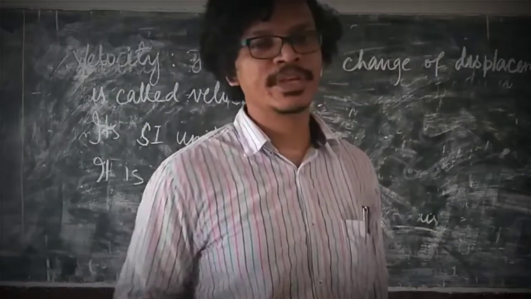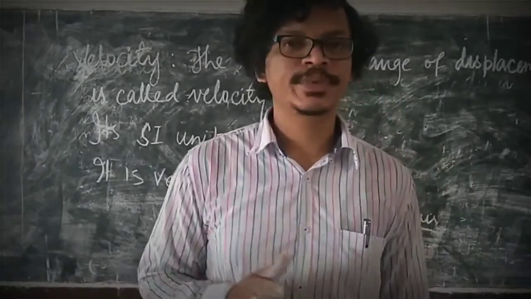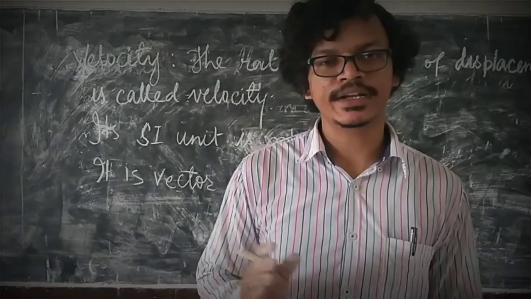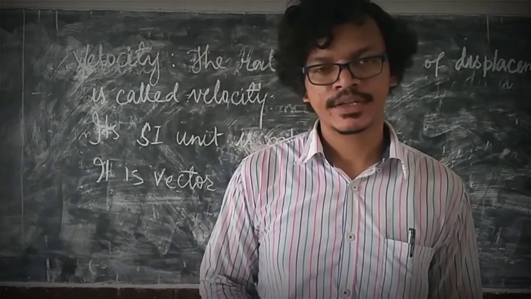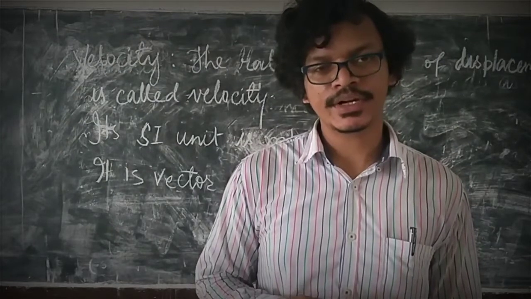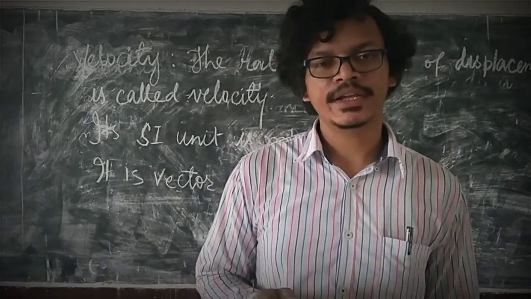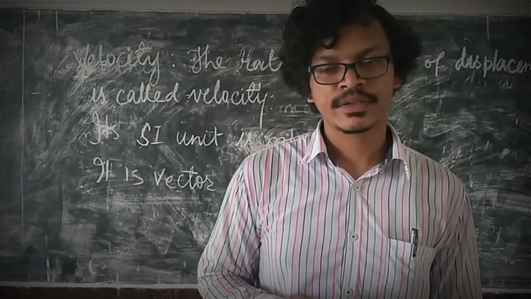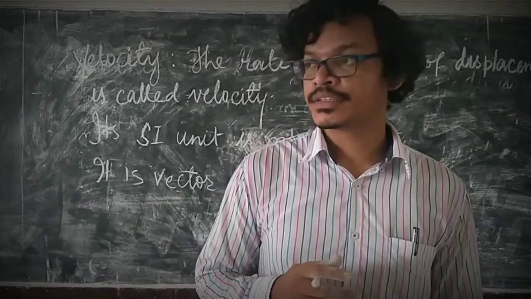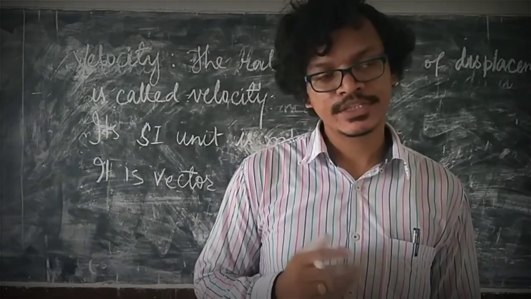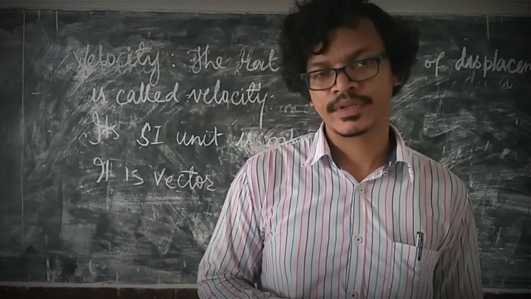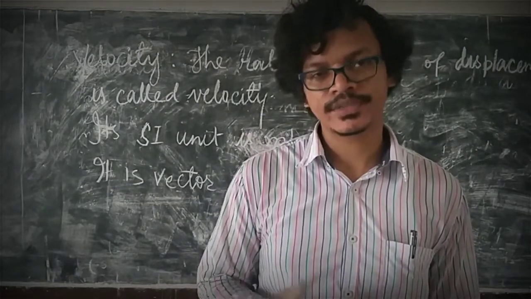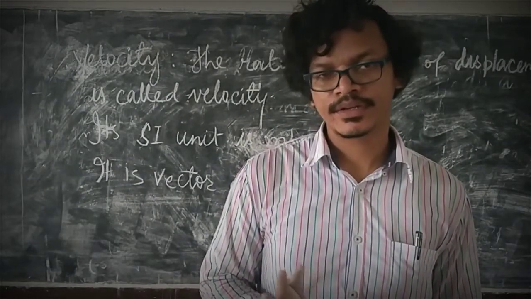Now, what is the difference between speed and velocity? Speed will tell you the rate at which distance is changing, whereas velocity will tell you the rate at which displacement is changing. Speed is a scalar quantity, whereas velocity is a vector quantity. Since speed is scalar, speed cannot be negative, whereas velocity, being a vector, can be negative also.